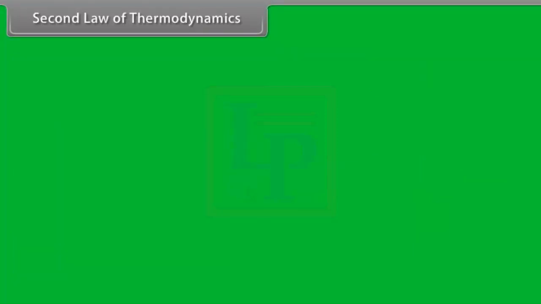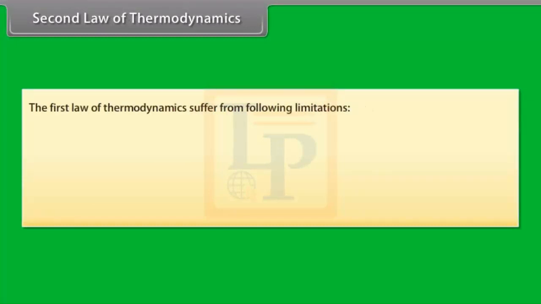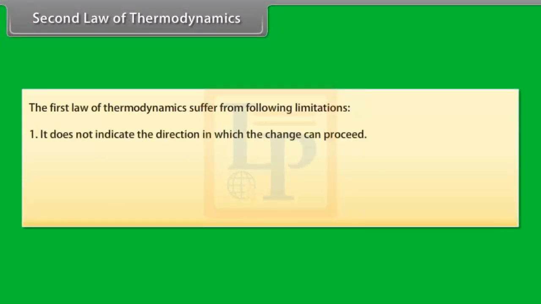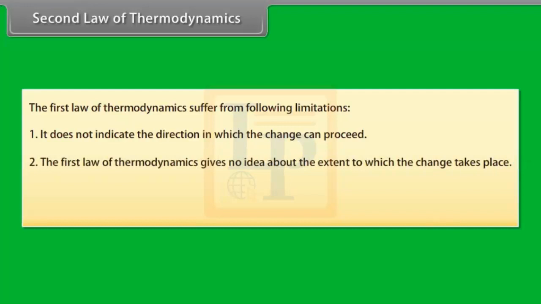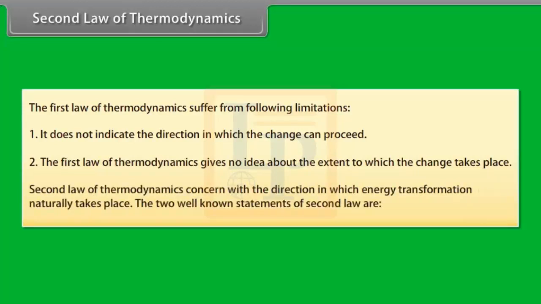Second law of thermodynamics. The first law of thermodynamics suffers from the following limitations. Number 1. It does not indicate the temperature at which change can proceed. Number 2. The first law of thermodynamics gives no idea about the extent to which the changes take place. The second law of thermodynamics is concerned with the direction in which energy transformation naturally takes place.